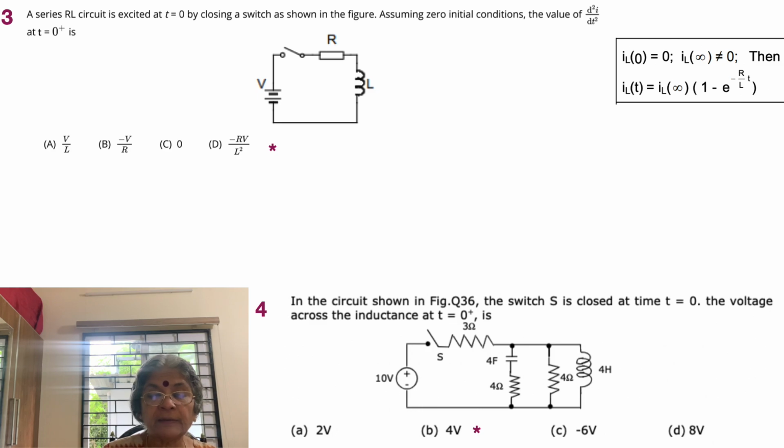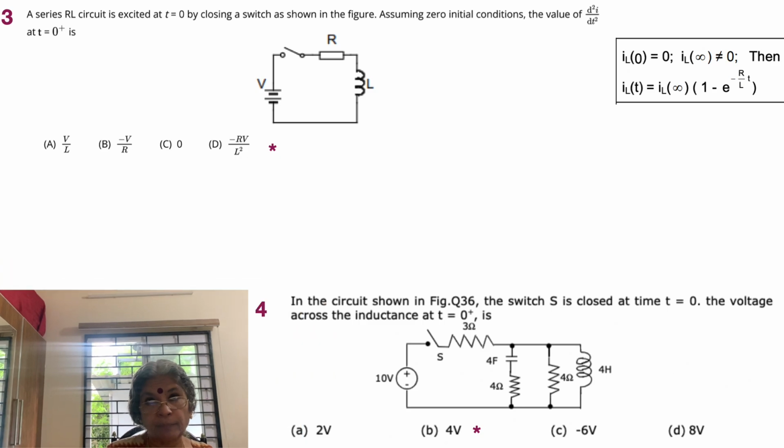The circuit shown in figure, the switch S is closed at time t equal to 0. The voltage across the inductance at t equal to 0. As was mentioned earlier, the progression of the transient in an inductor is such that it starts off as an open circuit and becomes a short circuit. Unlike a capacitor, which starts off as a short circuit, why? Because it is getting charged, and then it opens off once it becomes full of charges. So this is what is happening physically, and so it's easy to understand.